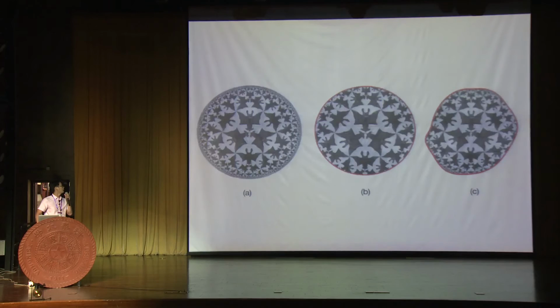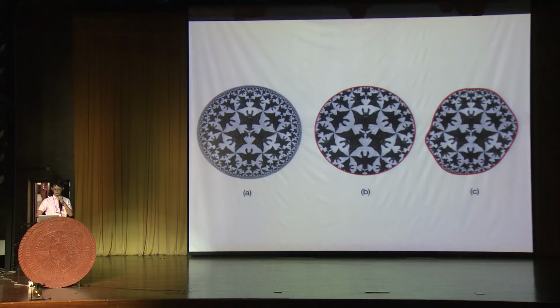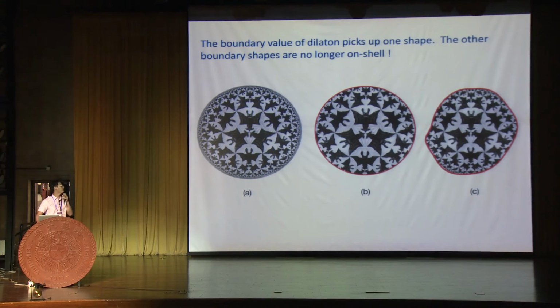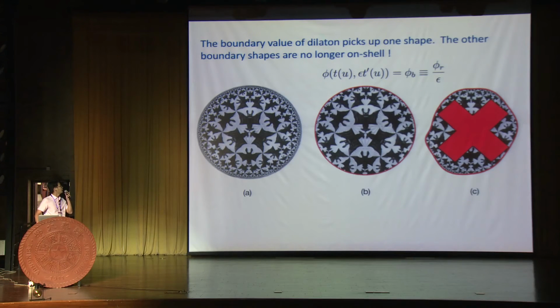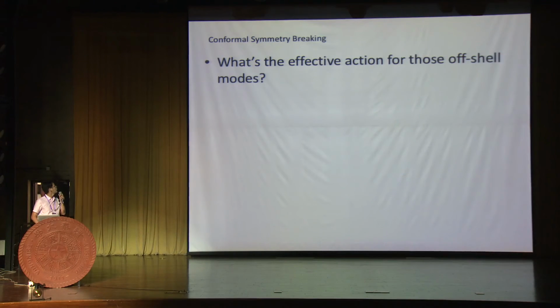So let's look back at our previous modes. Now, because of the dilaton, the boundary value of the dilaton picks out a unique shape, so the other shapes are no longer on shell. And we have an equation for the boundary modes, which is determined by the boundary value of the dilaton. Then a natural question is: what's the effective action for those off-shell modes?